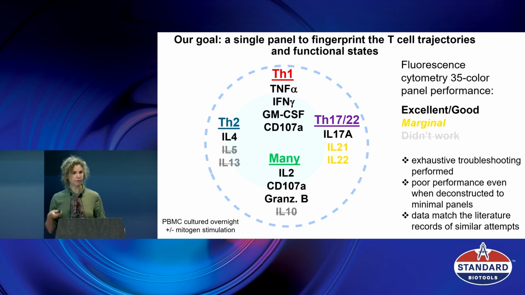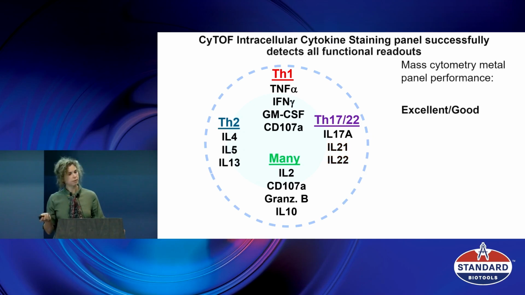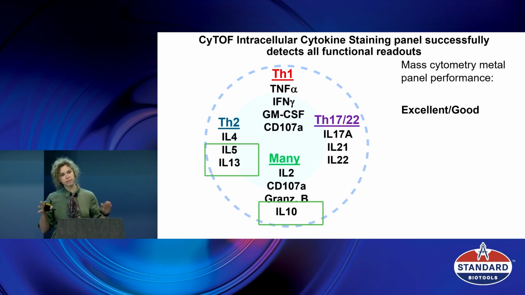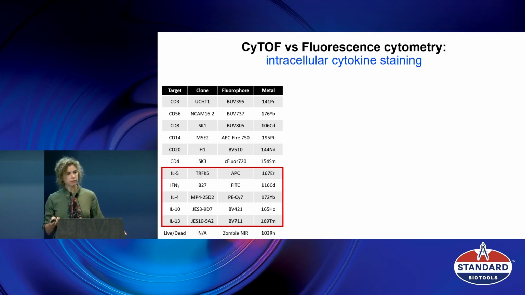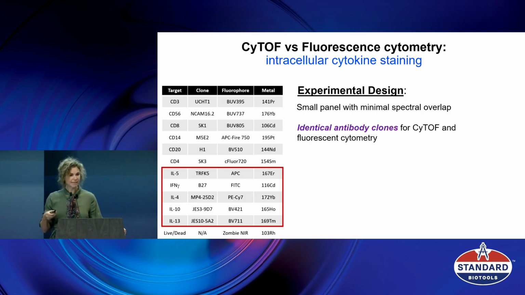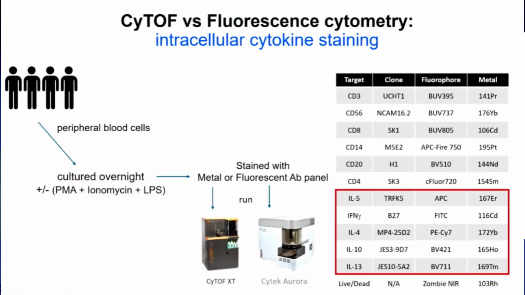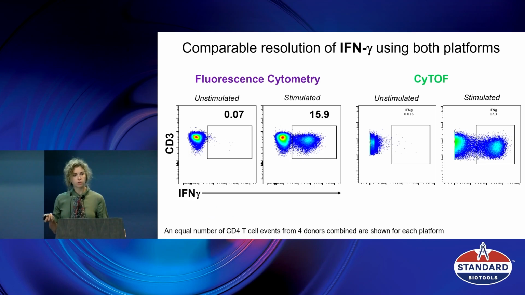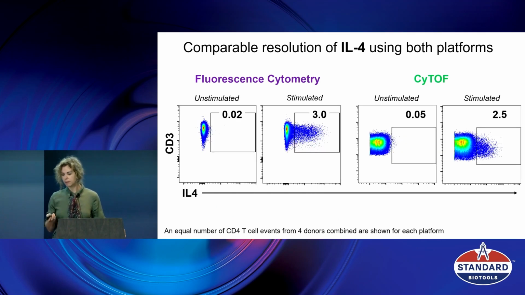So we built a panel with mass cytometry, and everything got detected beautifully. I was shocked because, okay, these experiments were not aligned 100%, but still we used the same clones. I couldn't understand why this did not work as expected. And we wanted to do a clear-cut study, so we did a back-to-back analysis. We used identical antibody clones for CyTOF and fluorescence cytometry, and we had the same culture split into two arms. So the ones that are expectedly working, they work on both platforms with no issues, right?